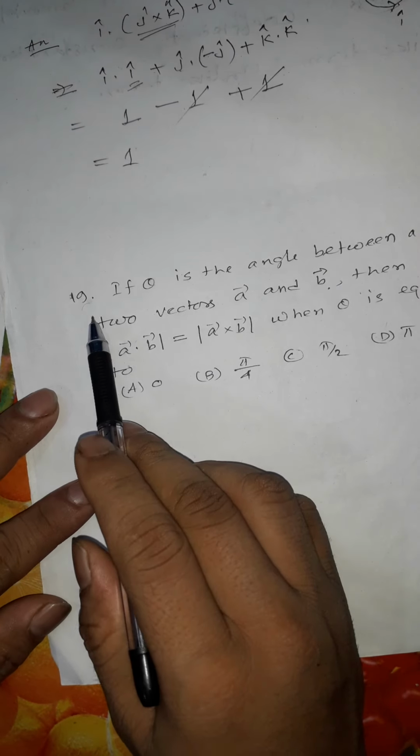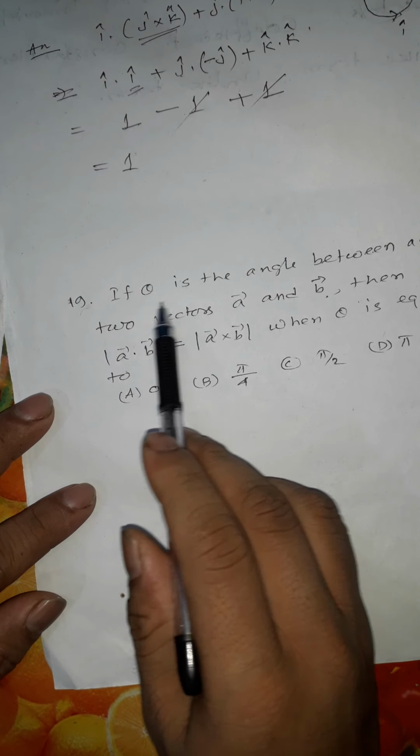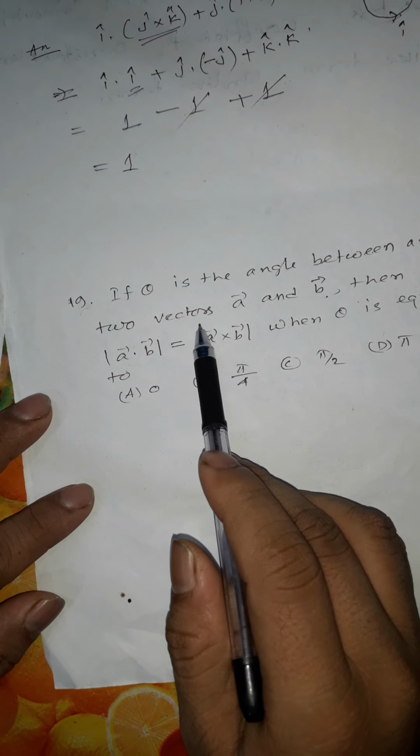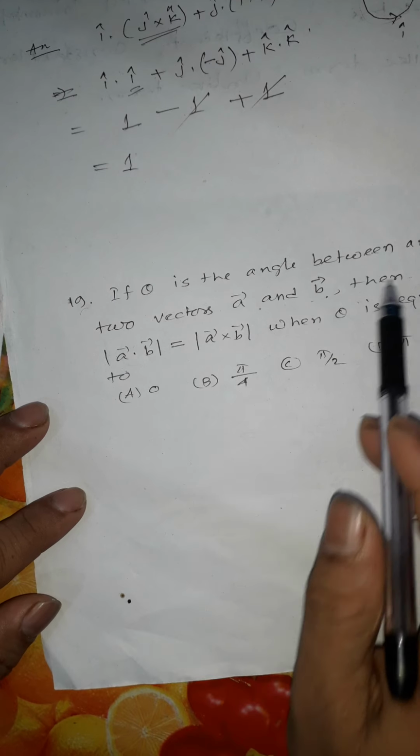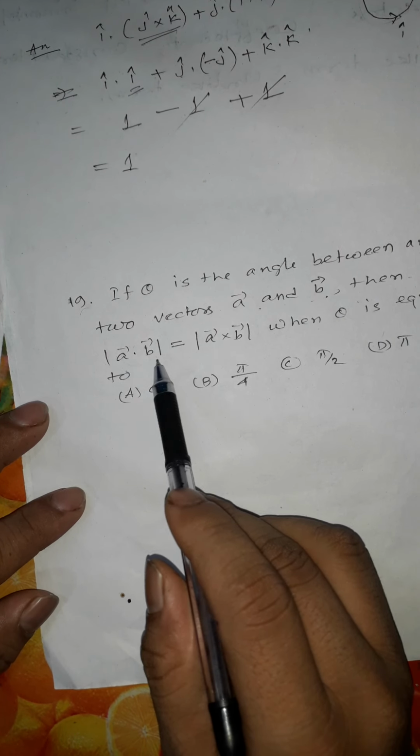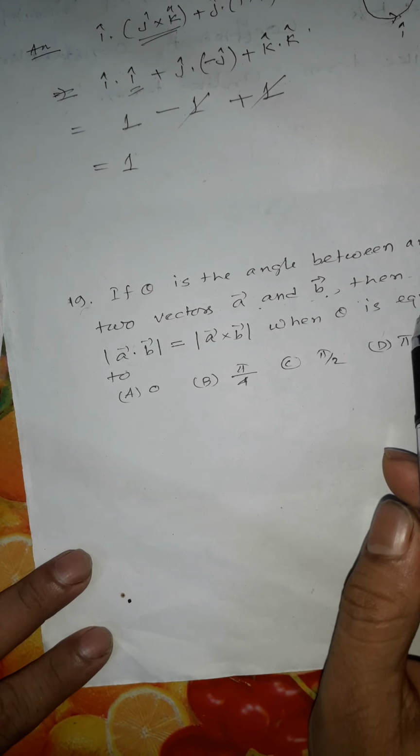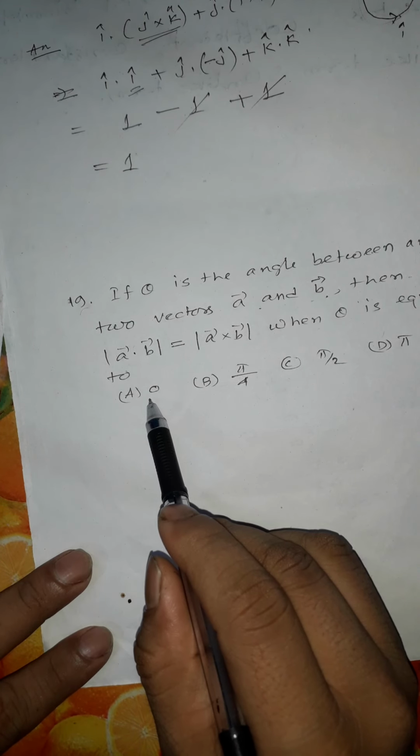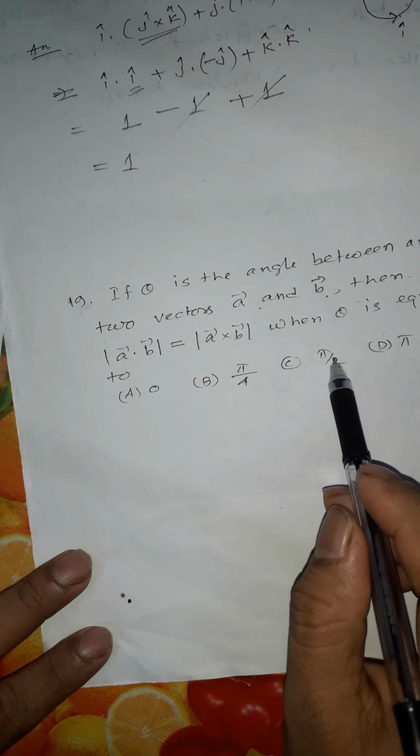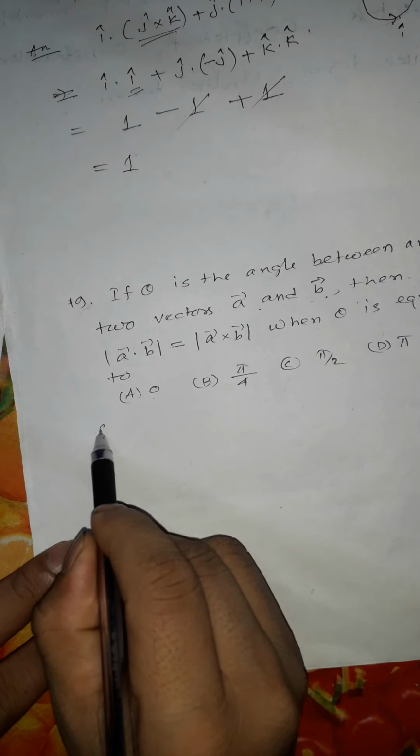19. If theta is the angle between any two vectors a and b, then modulus of a dot b is equal to magnitude of a cross b when theta is equal to a) 0, b) pi by 4, c) pi by 2, d) pi. 4 options are there. Then which one will be the correct option?